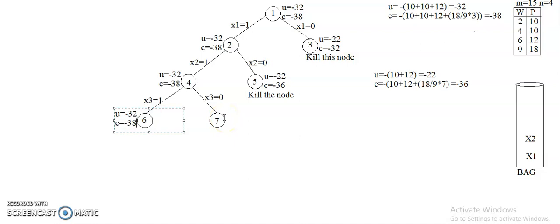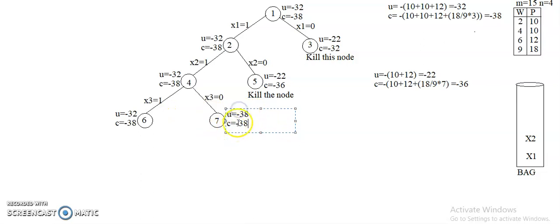But if I exclude the third item and try to add the fourth item, because 2 plus 4 is 6, so 6 minus 15 is 9. The fourth item weight is also 9, so I can include it. So the upper bound I am supposed to calculate. The calculated upper bound value is equal to minus 38. Cost is also equal to minus 38. So the upper bound and cost are equal.